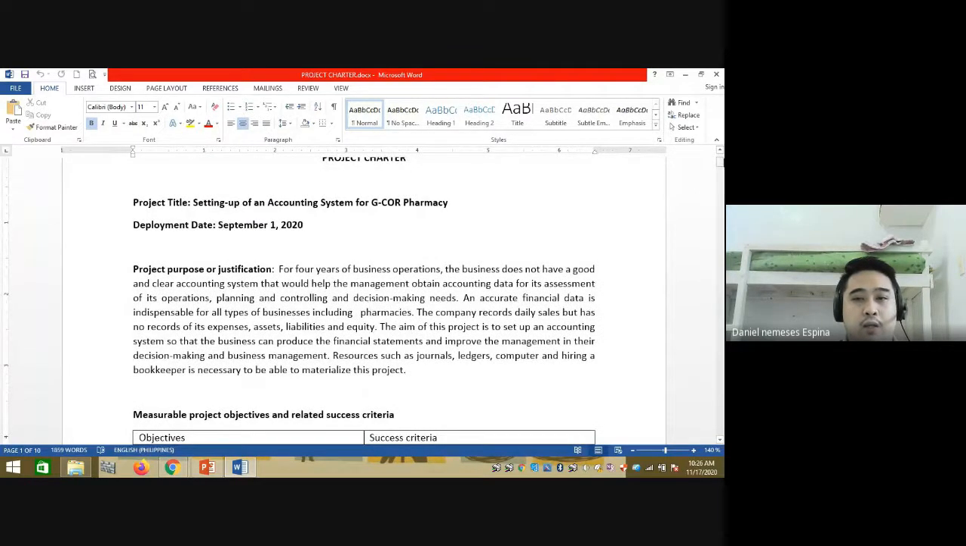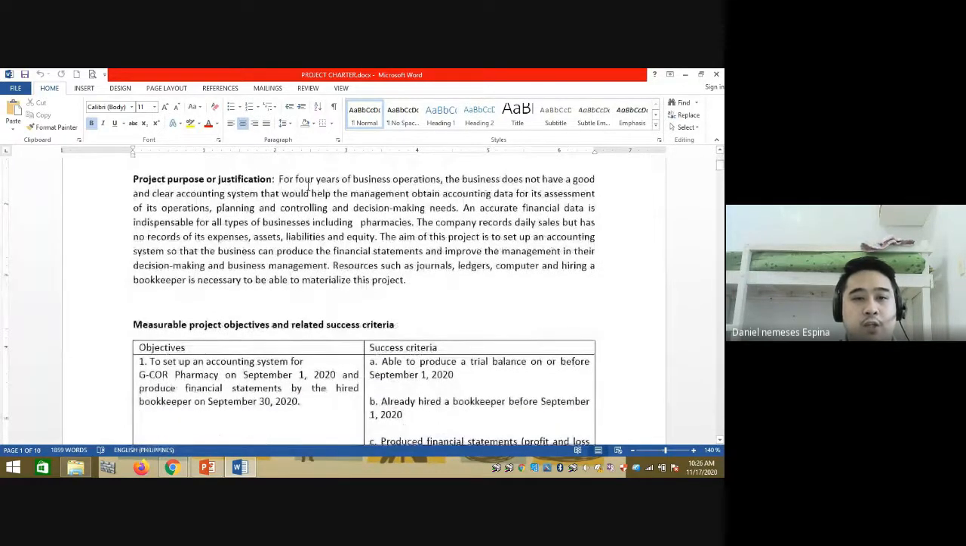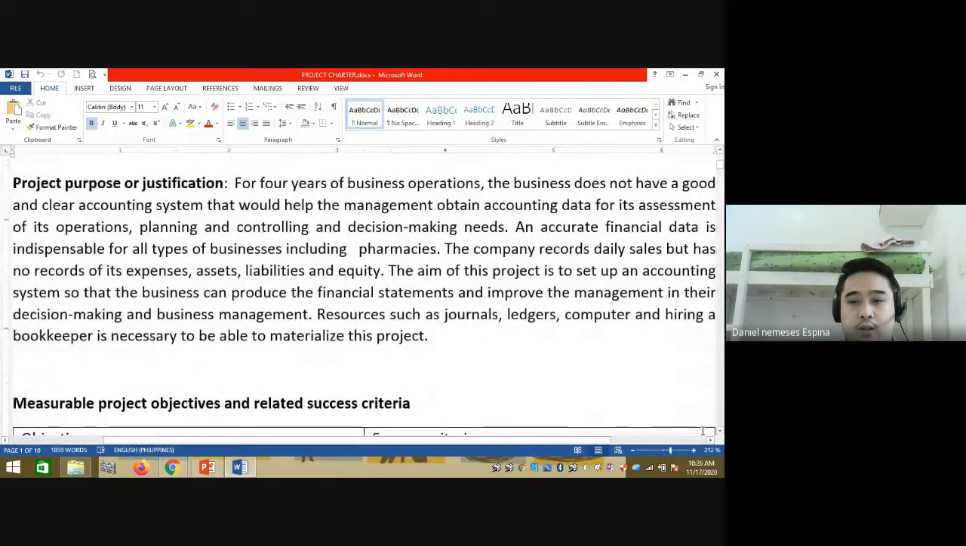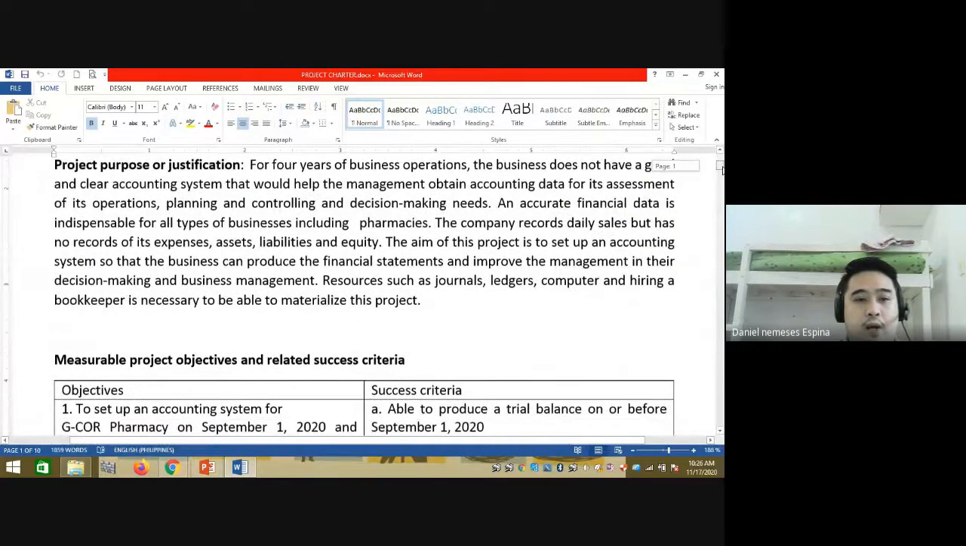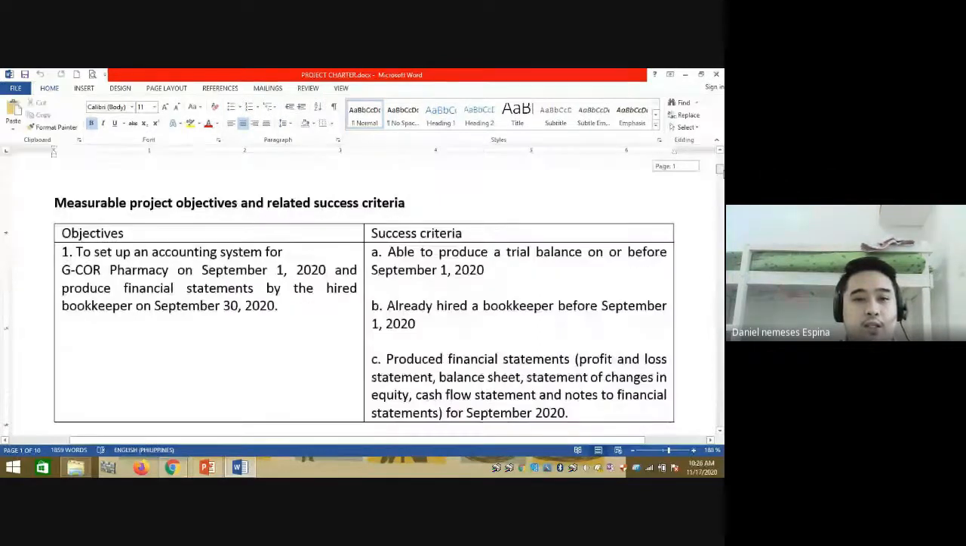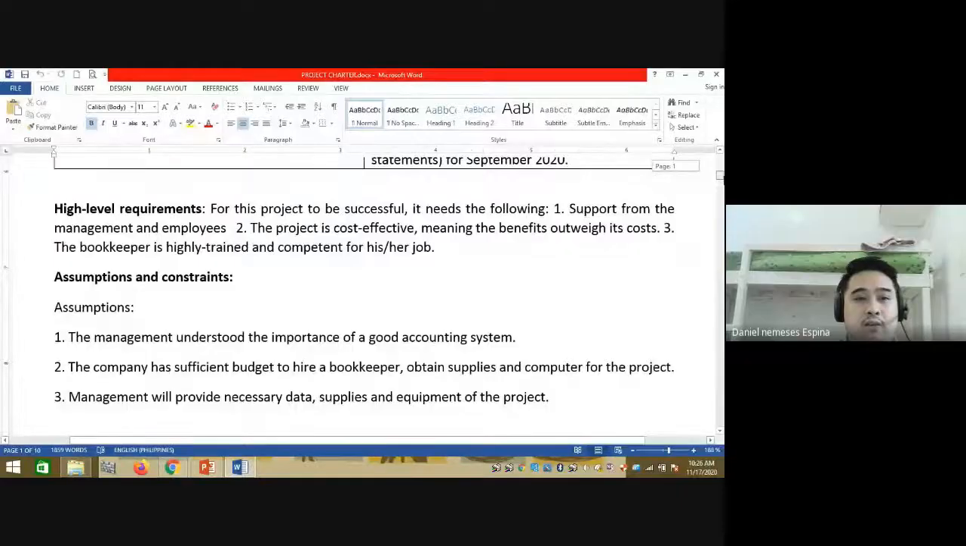I have a deployment date, the project purpose, and justification. Then I have the measurable objectives and the related success criteria. What is my evidence that I have successfully completed the objective? Then the high level requirements. When you say high level, this refers to intangible needs. For example, support from the management and employees. The project is cost effective, so the benefits should outweigh the cost. The bookkeeper is highly trained and competent for his or her job.